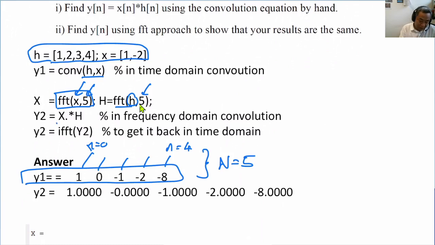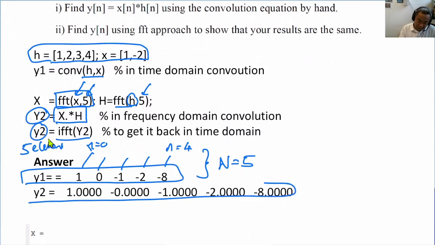So therefore now X and H are complex numbers with 5 elements, and this is 5 elements, so now I can do element-wise multiplication. So I get Y2, and then I inverse Fourier transform Y2, I will get a 5 element sequence in time, and then now I see this, and you'll see that it's the same. Okay, so the sequences Y1 and Y2 are the same, showing how we are doing Fourier transform in the frequency domain to realize convolution.